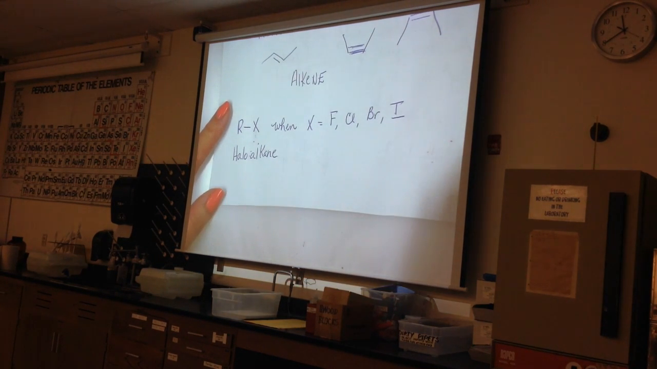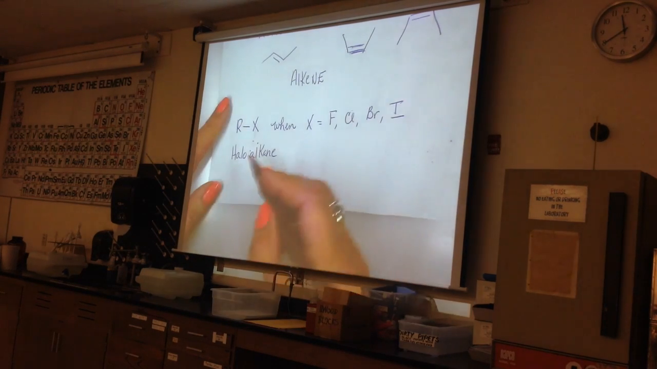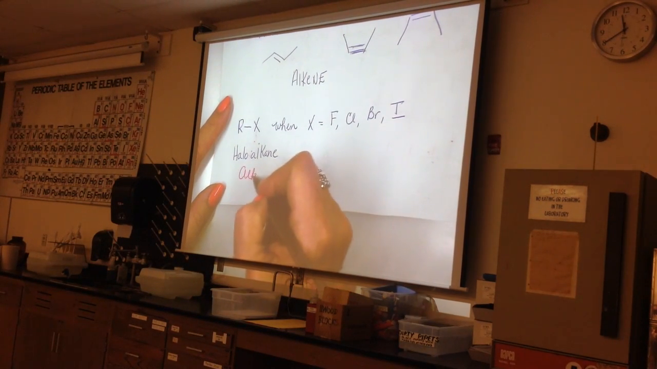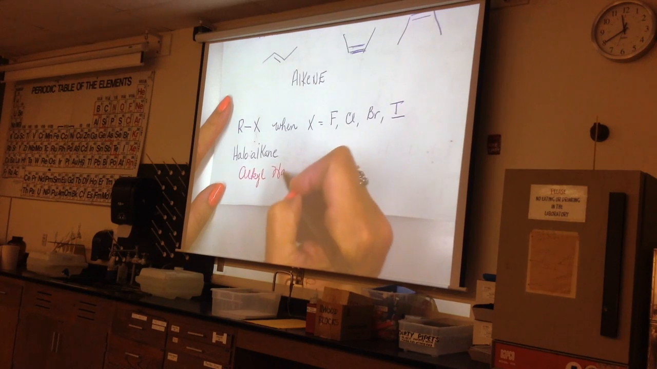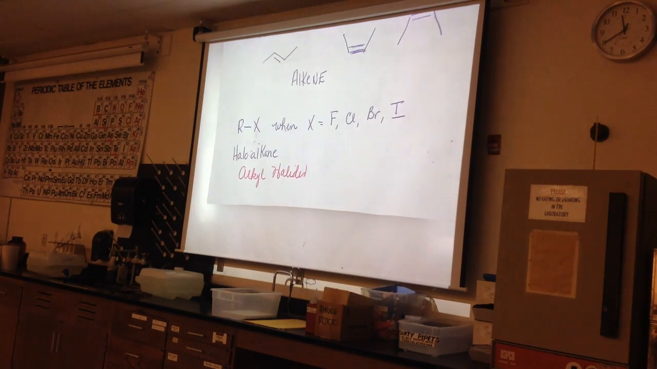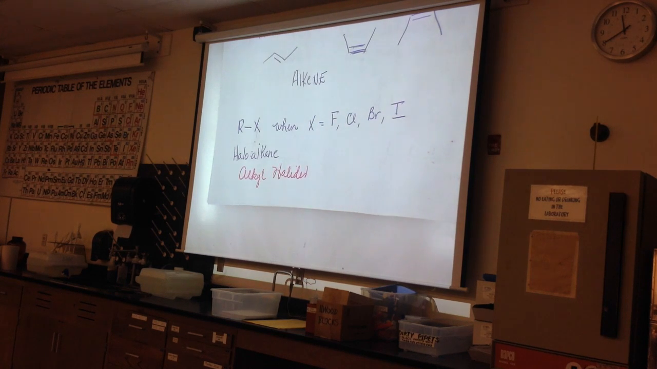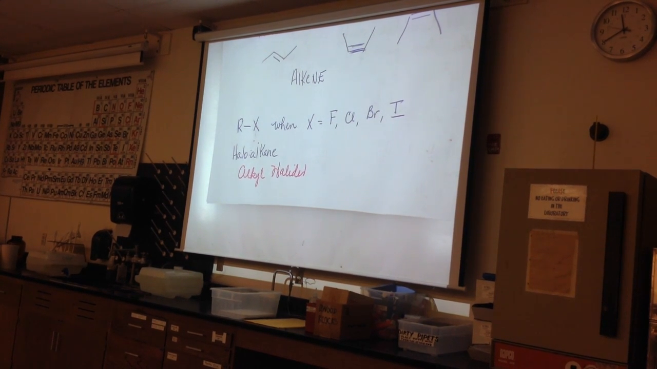Haloalkane. So like fluoromethane, bromomethane, whatever. Also, the groups are also called alkyl halides. It's also called alkyl halides. Everybody okay? Adding to your notes? Still adding to notes, that's what we're doing.